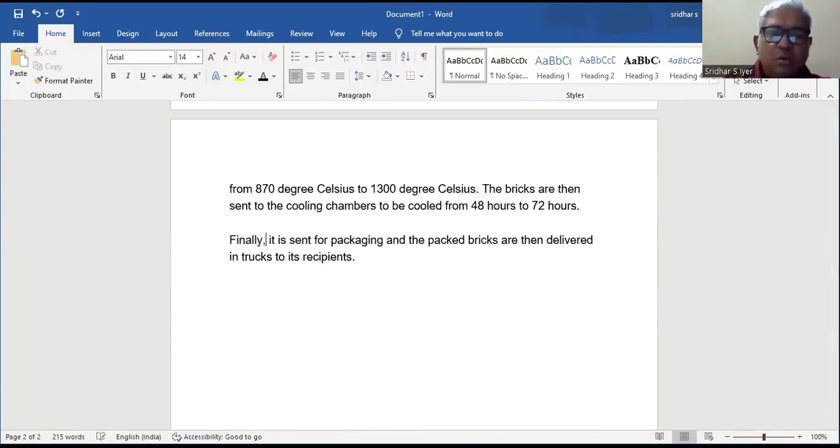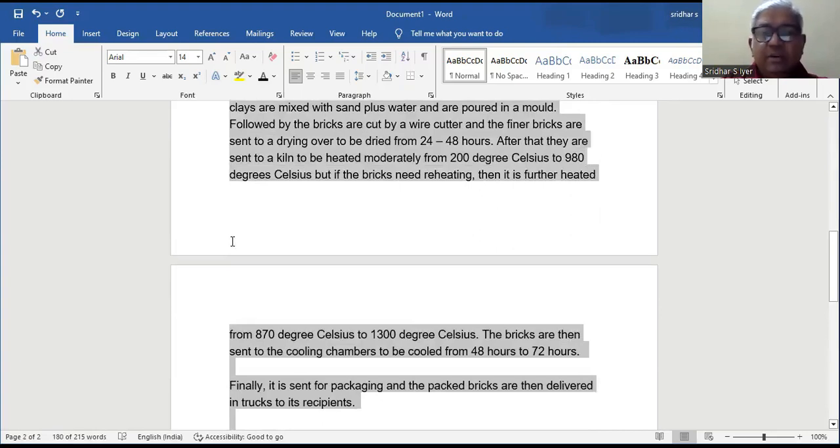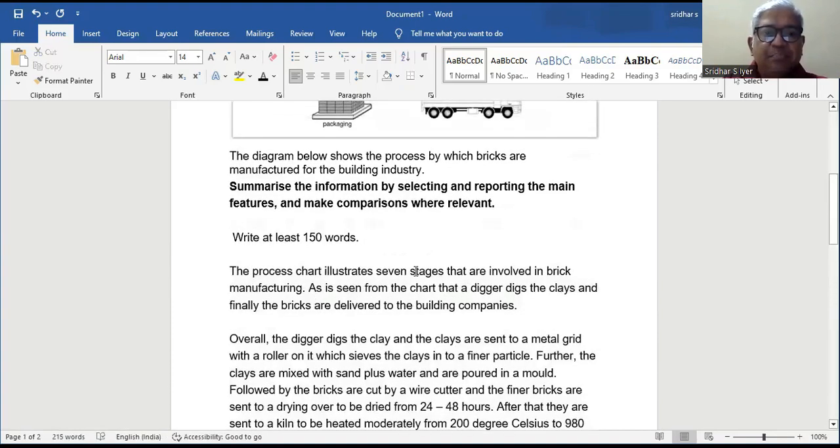Okay, this is how you need to write the process chart. And comfortably, I've written 180 words instead of 150, which is a good thing. Let's proofread it once. The process chart illustrates 7 stages that are involved in brick manufacturing. As is seen from the chart, a digger digs the clays and finally the bricks are delivered to the building companies.